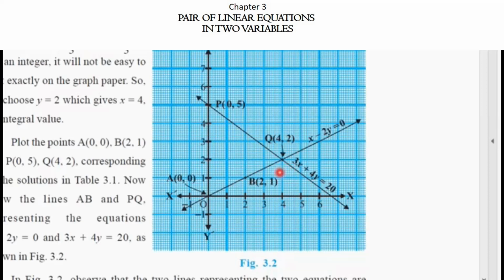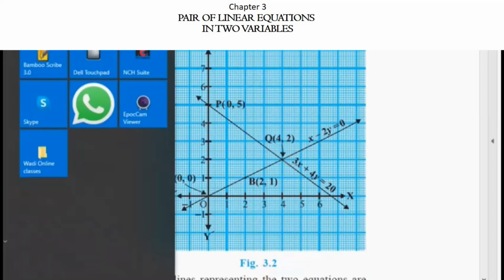As I told before, every point on a line is a solution for the corresponding equation. Here (4, 2) is a common point for both lines, the intersecting point. So we can say that (4, 2) is a common solution for both equations, so (4, 2) satisfies both equations. That is the technique to find the solution of a pair of equations.